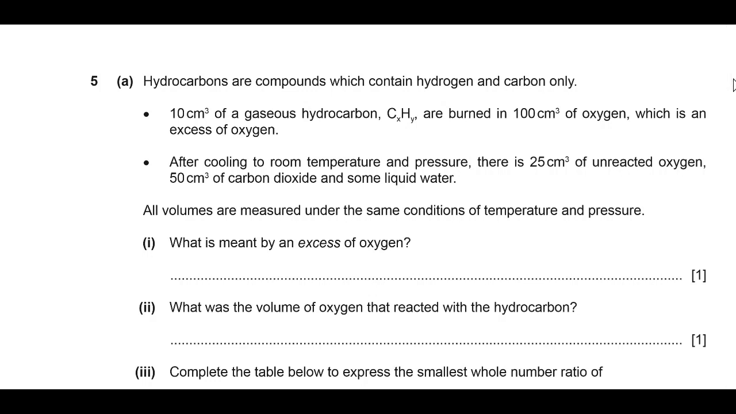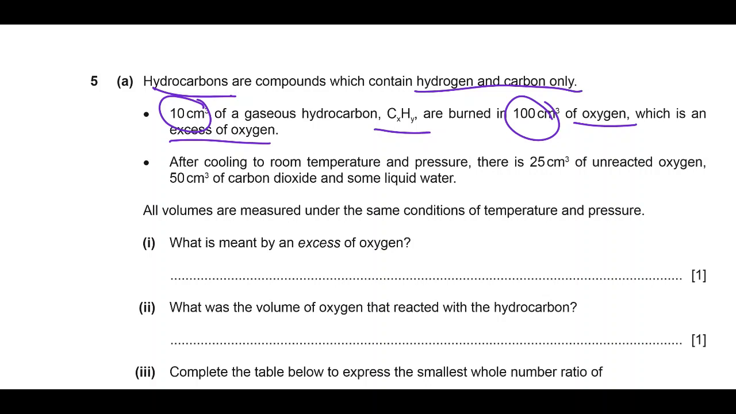Here we have hydrocarbons. Hydrocarbons are compounds which contain hydrogen and carbon. 10 cubic centimeters of this hydrocarbon is burned with 100 cubic centimeters of oxygen in a combustion reaction, with the oxygen in excess. So this oxygen is in excess, that means more than we need. After the reaction, we have cooled to room temperature and pressure.